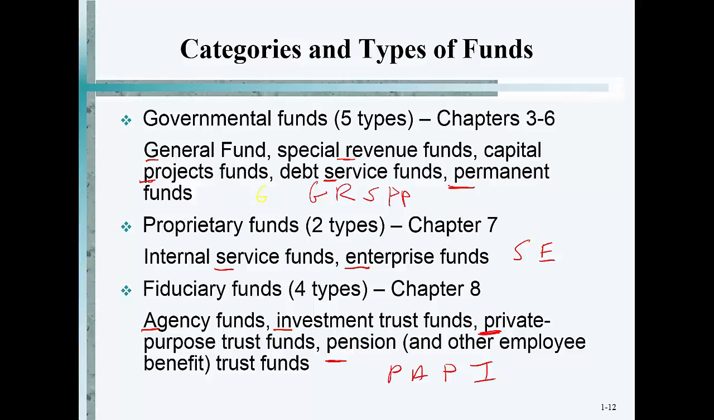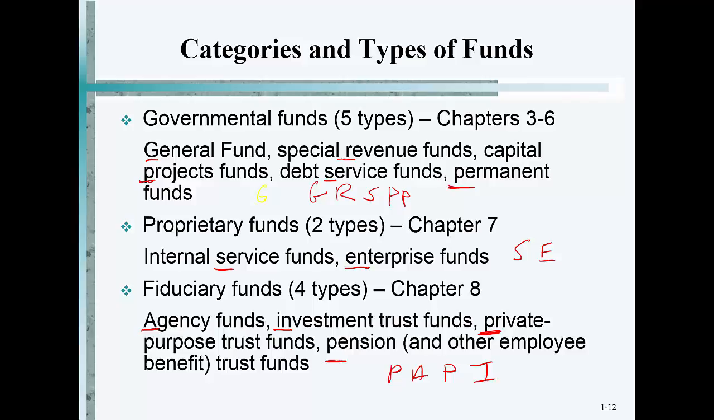General fund, special revenue fund, the R in GRASP. Then what? The S in GRASP, debt service fund, capital project fund, permanent fund. GRASP is spelled a little bit funny there, isn't it? Okay, but that's our GRASP funds. Then we have our internal service fund and our enterprise fund. That's C. I know there's an E missing, but I'm just trying to make you remember by remembering GRASP, C, PAPI. And then when we get to the fiduciary fund, we have what?